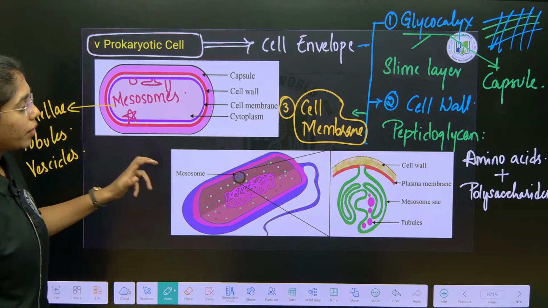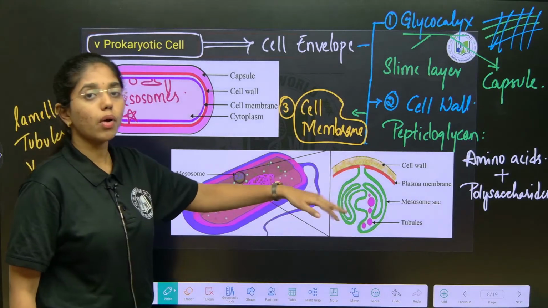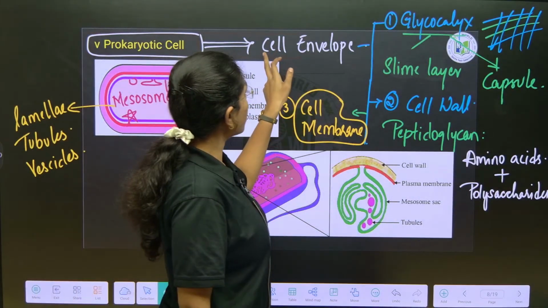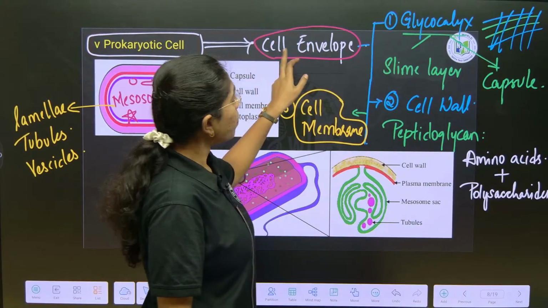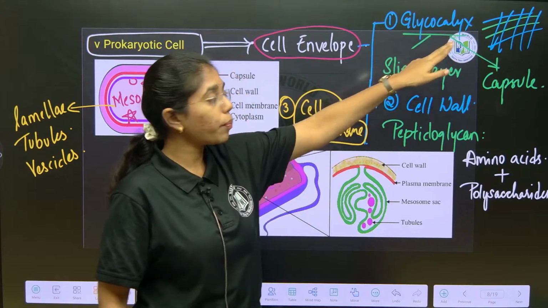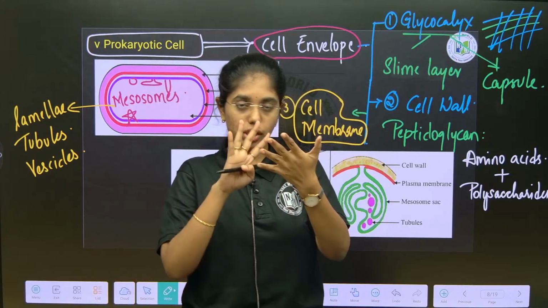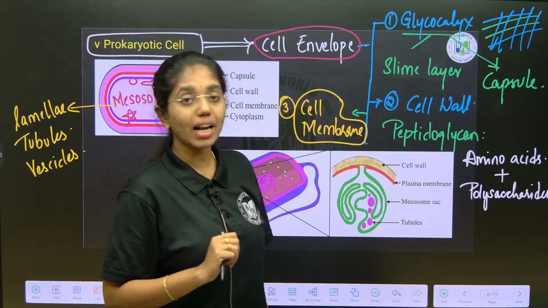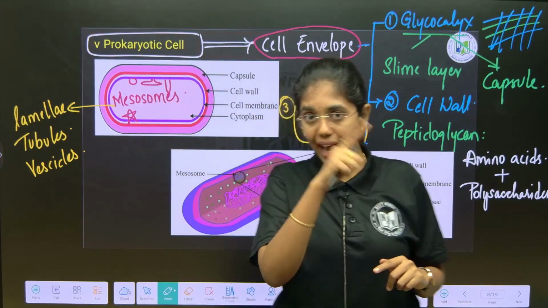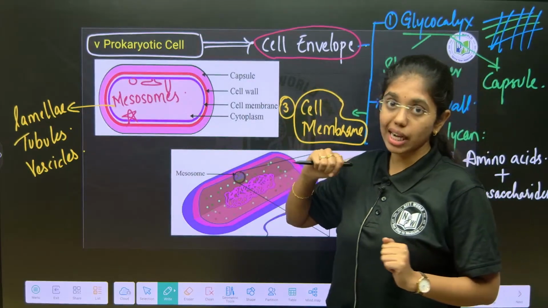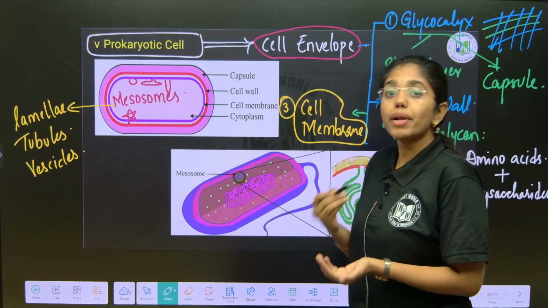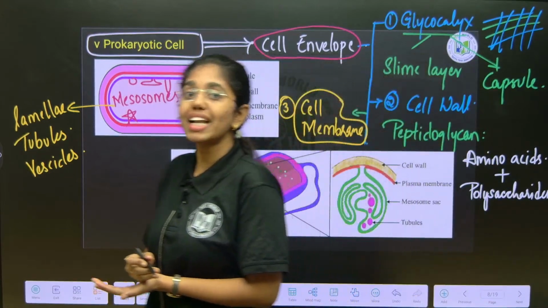Now, what will be the function of these mesosomes? The structural description is clear to you, right? The outermost layer is the cell envelope. The cell envelope has 3 layers. Outermost is glycocalyx. If the polysaccharides are loosely arranged, it is known as slime layer. What is the benefit to that bacteria which has a loosely arranged slime layer? The benefit is it will prevent the bacteria from loss of minerals and nutrients.